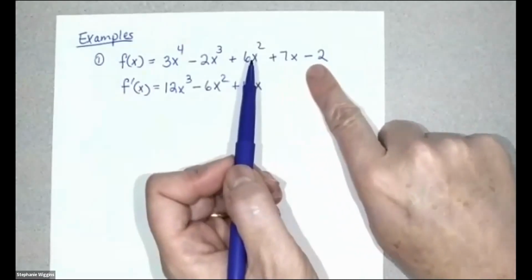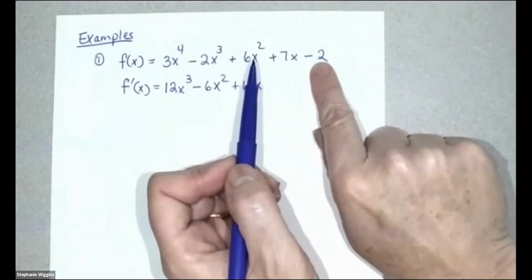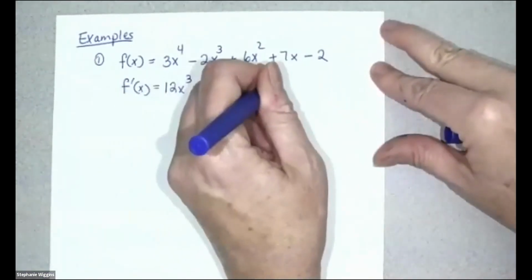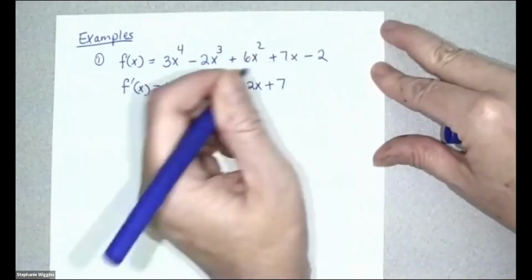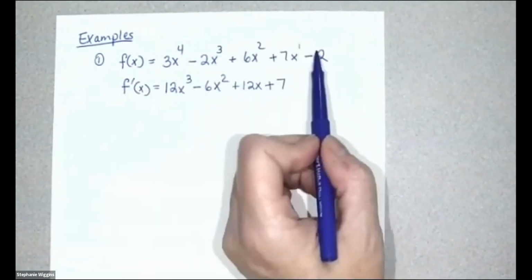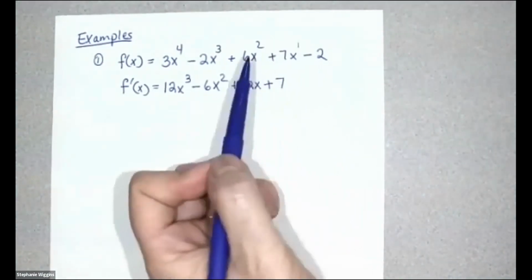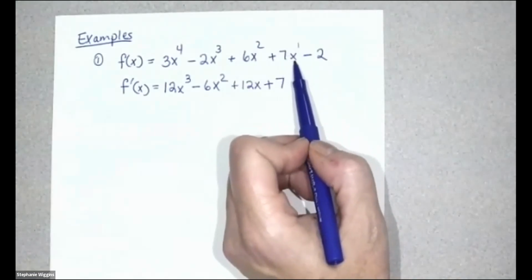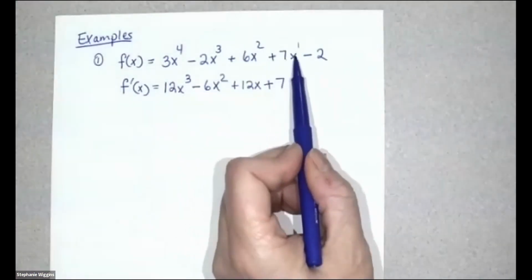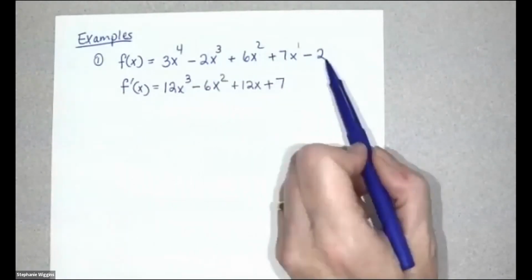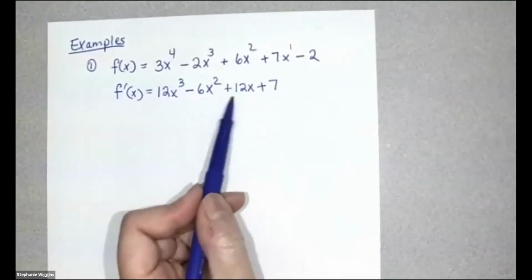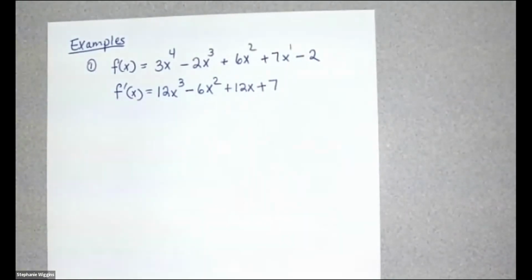Now, this piece right here is a linear function, 7x minus 2. And remember, the derivative of this is just the slope. The power rule works here because the power here is 1, right? 1 times 7 is 7. And I subtract 1 from 1, x to the 0. Anything to the 0 power is 1. So this becomes 7 times 1, or just 7. And the derivative of a constant is 0. So this is the derivative of my polynomial.